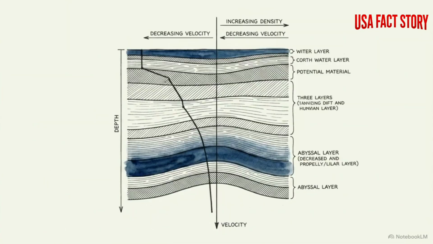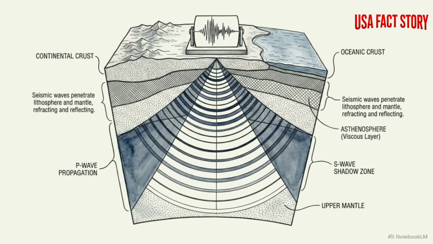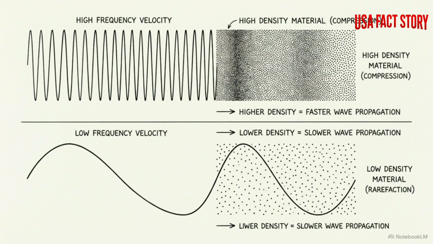Moving down the column, we enter the upper mantle, specifically the depth range between 80 and 280 kilometers. To map this region, geophysicists utilized Rayleigh wave phase velocity inversions to construct 1D velocity depth models. By tracking how long it takes Rayleigh waves in the 15 to 197 second period range to travel through this zone, researchers can determine density. As a rule of thumb, slower waves indicate lower density material.